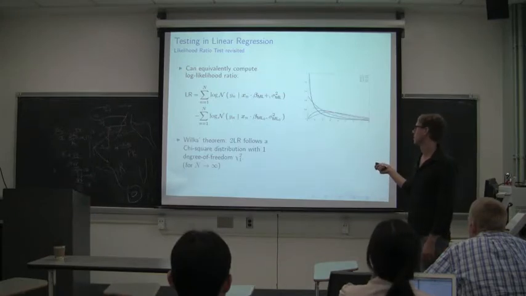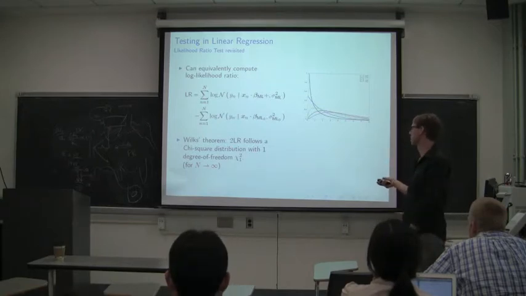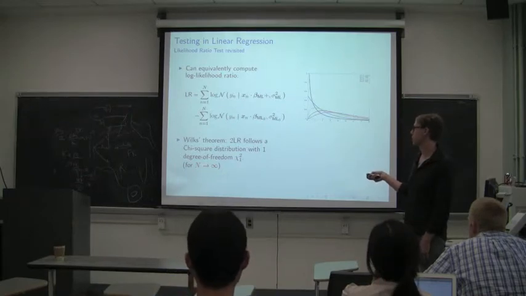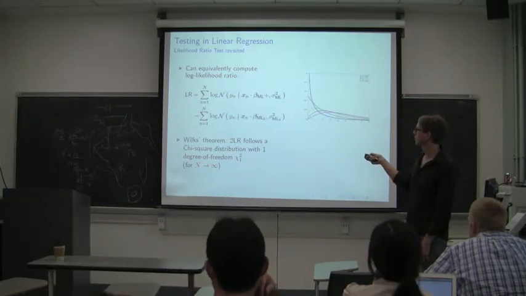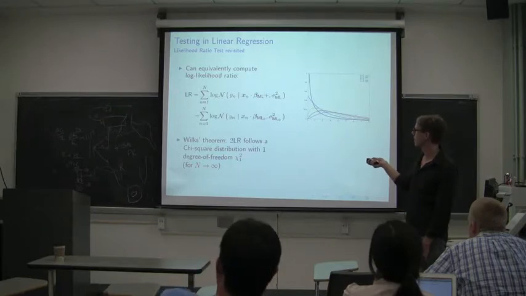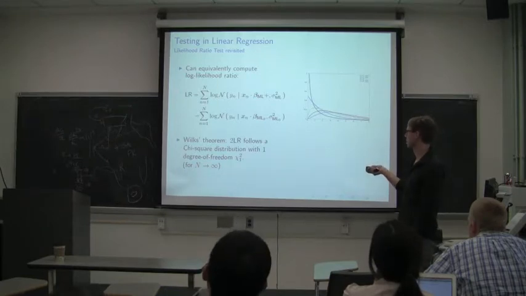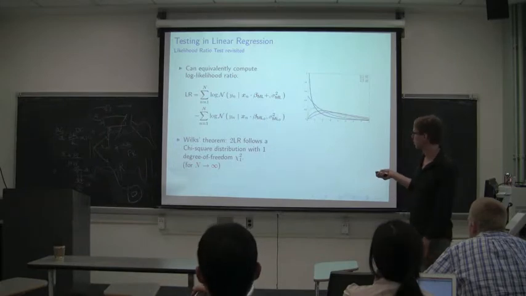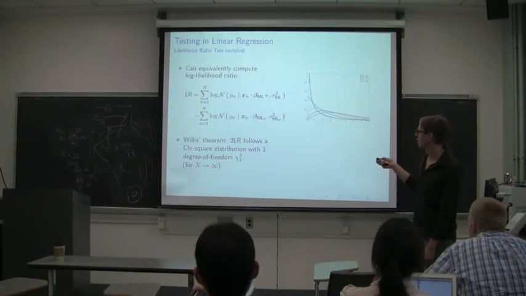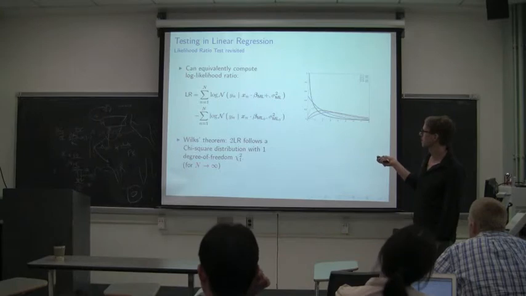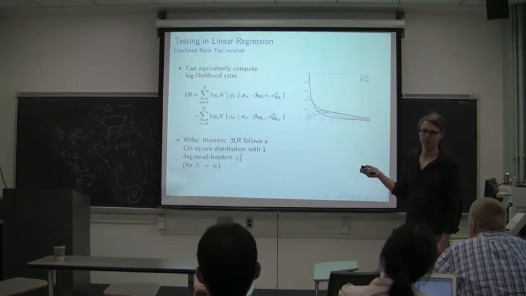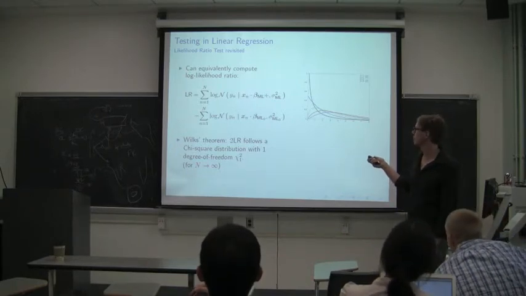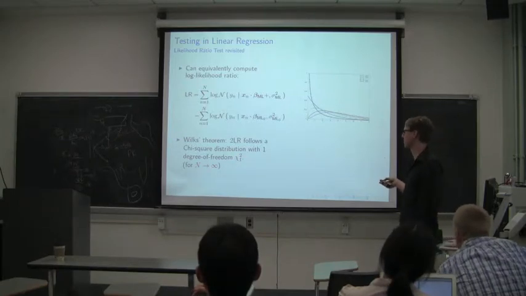And now again, I skip the math, just go to the result, and I say that for n going to infinity, so it's an asymptotic result, 2 times this log likelihood ratio follows a chi-squared distribution with 1 degree of freedom, where the degree of freedom basically follows from the number of parameters that are different between these two models. So this model has 1 free parameter more than this model. This gives me a 1 degree of freedom chi-squared.